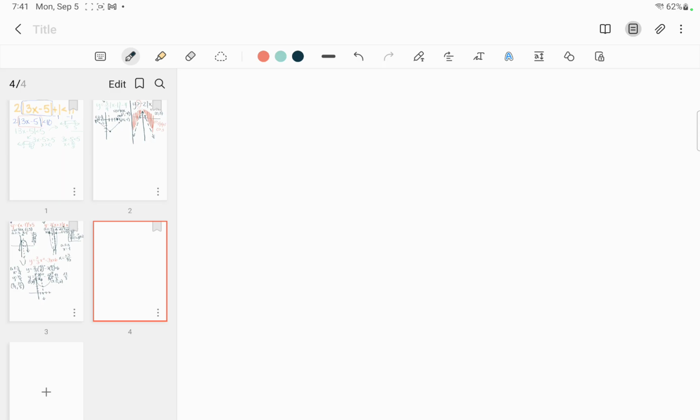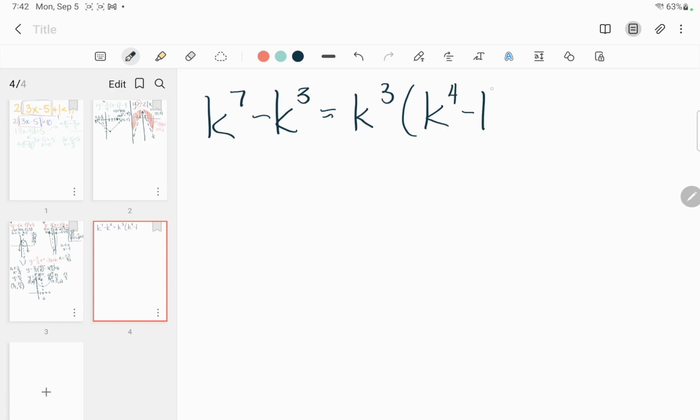So the first factoring problem I want to do is k to the 7th minus k to the 3rd. So really important here, I notice right away we have a common factor of k to the 3rd. So I'm going to factor that out. Please be sure you don't forget to write that down. That leaves me with k to the 4th minus 1.